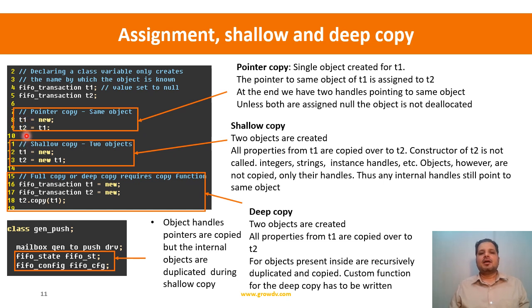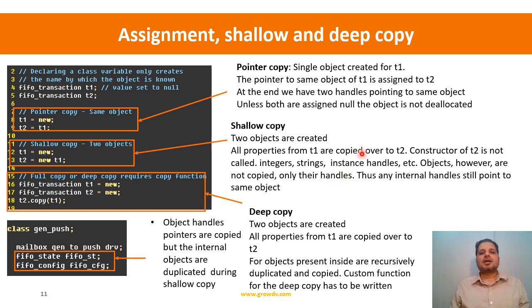So if I modify T2.data, then the same would be reflected if I access it with T1.data, because both of them are pointing to the same object. And then if I say T1 equal to null, will the object get deallocated? The answer is no, because T2 is still pointing to that particular object, and only when I say T2 also equal to null will that particular object totally get deallocated. So this is the concept of pointer copy. In the pointer copy, there is a single object and multiple handles are pointing to the same object.